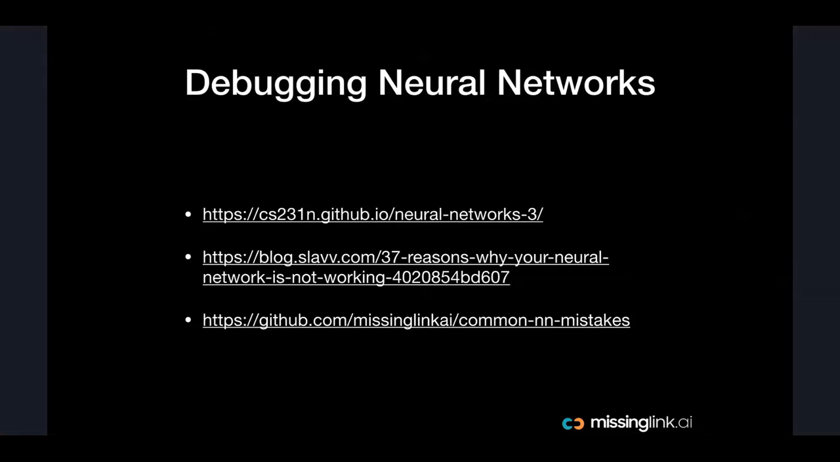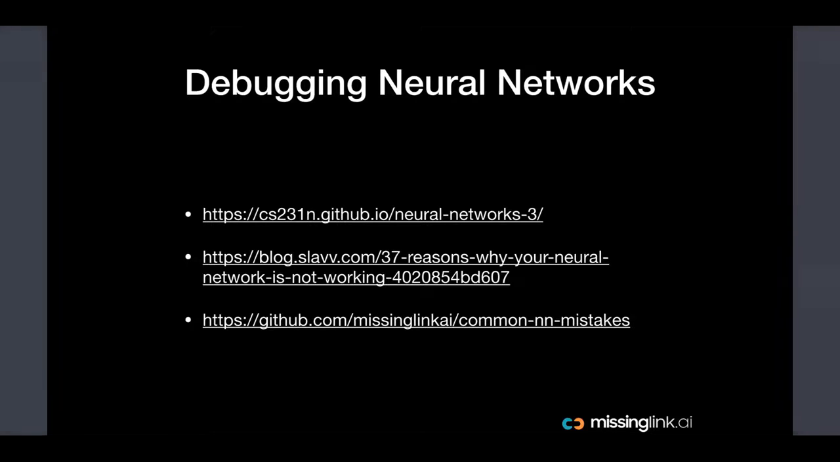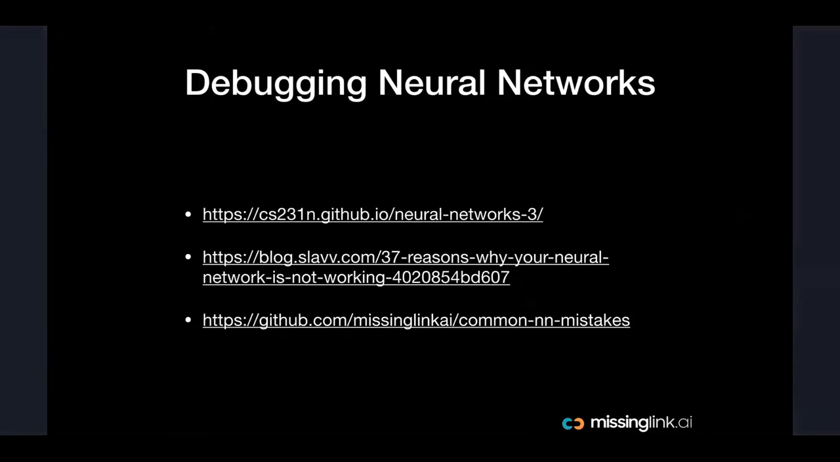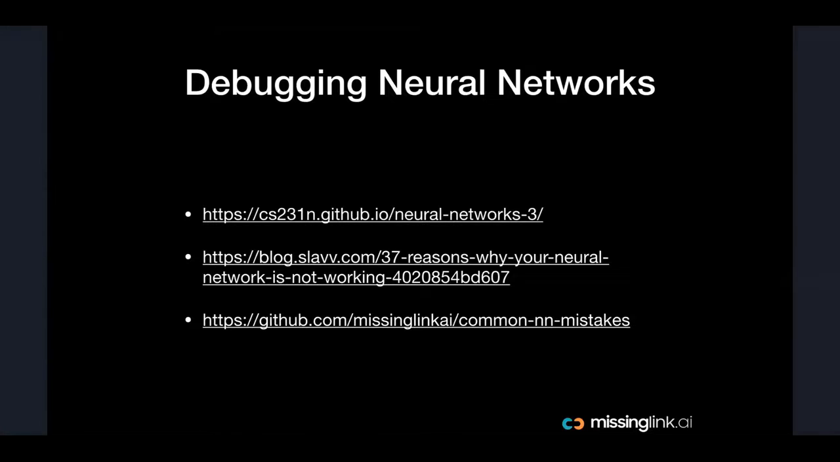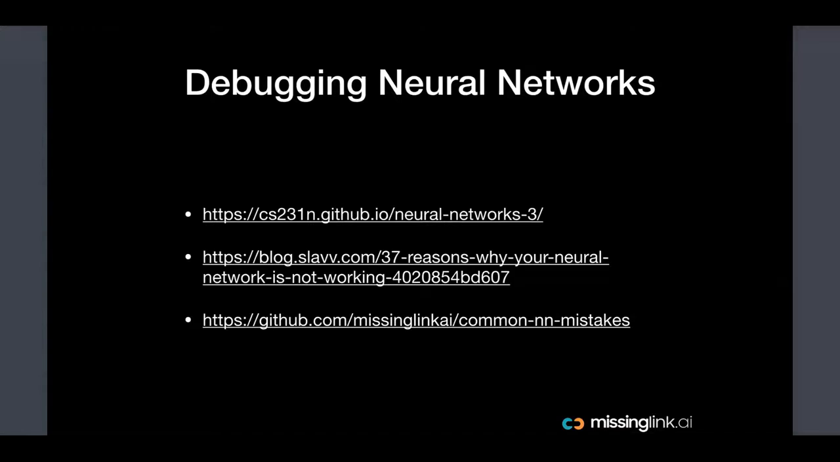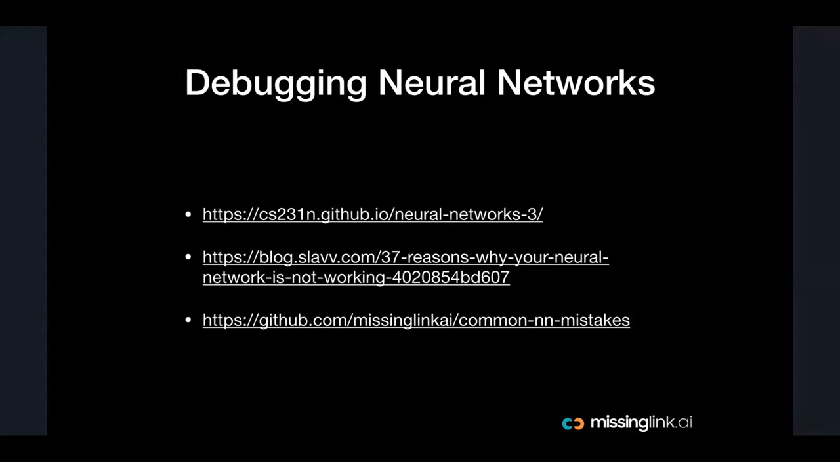I'd like to thank you for joining me today, and also make sure to check out these resources if you want to follow up and see more tricks on how you can debug neural networks. In the first one, there's a few rules of thumb for what kind of numbers to expect and a few visualizations. The second link is a longer blog post that expands to 37 reasons why your neural network might be broken. It's really good stuff.